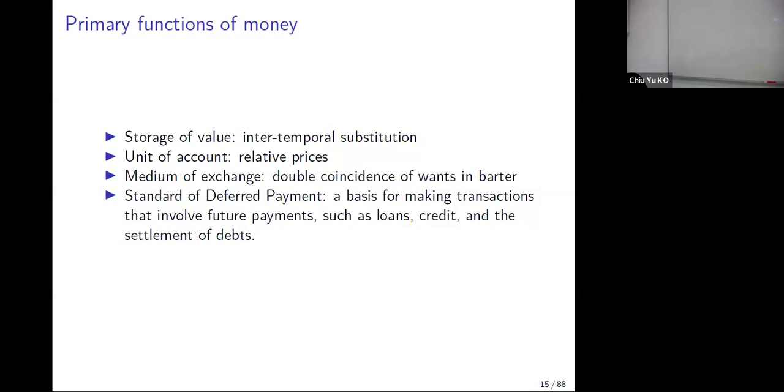And the last one is the standard of deferred payment. What it means is the finance problem. Money is useful because if I don't want to settle the bill now, we can agree that in the future we settle this much. It's a credit system. So this is basically finance. Money is used as the account for the finance.